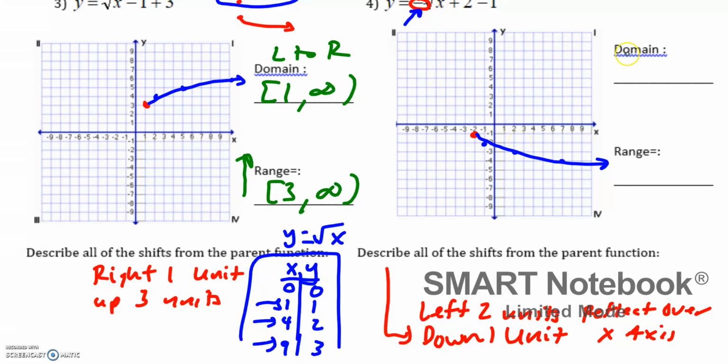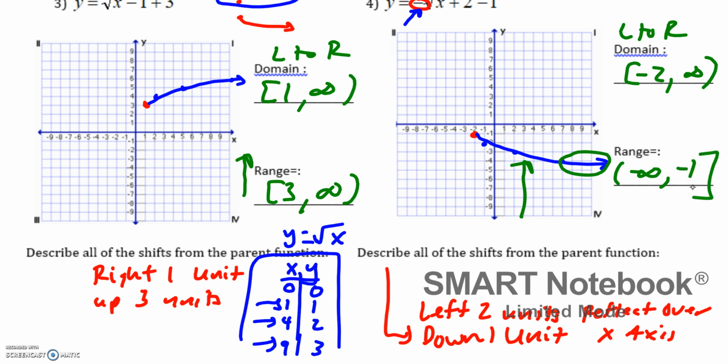So now if I look at domain, if I'm thinking again left to right, the first x value that I hit where this graph starts is negative 2. Then it goes on the number line towards positive infinity. My range, however, bottom to top, starts down here at negative infinity, and then the top y value that I hit is negative 1.